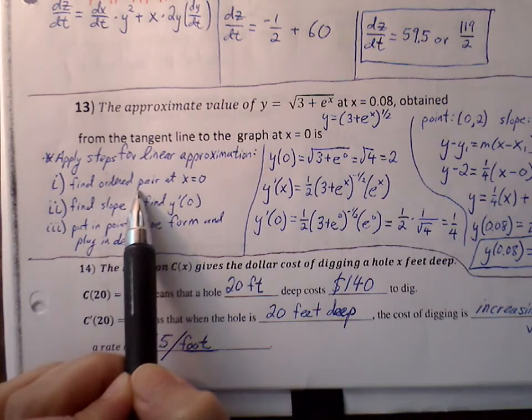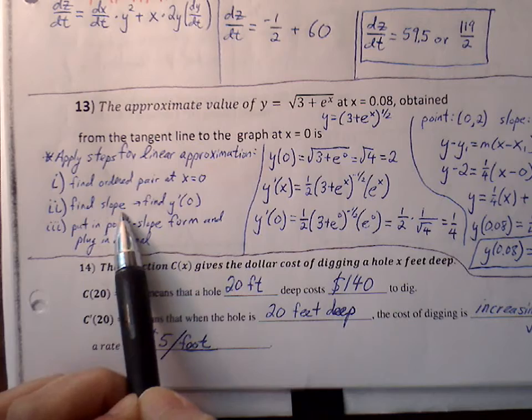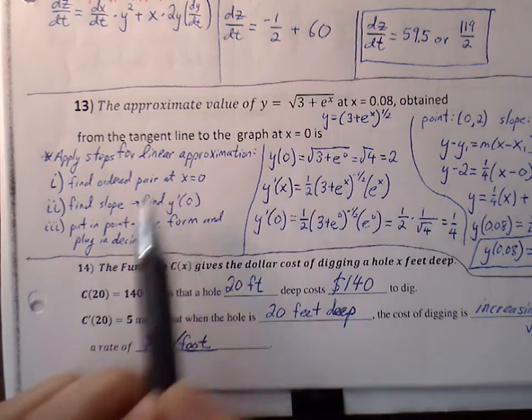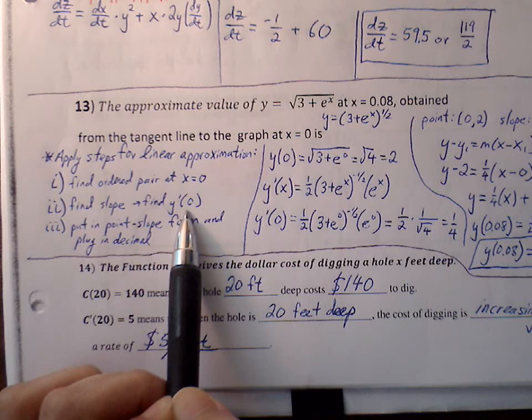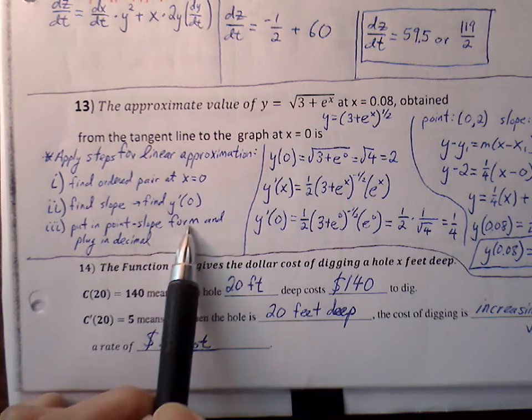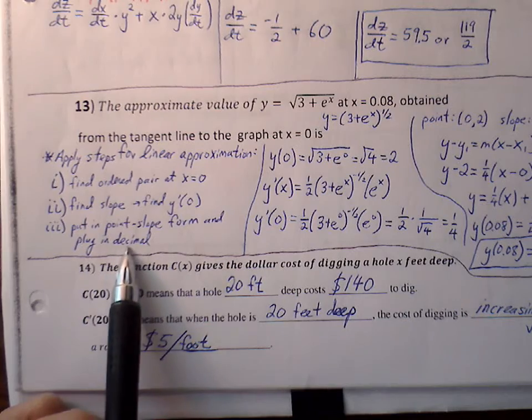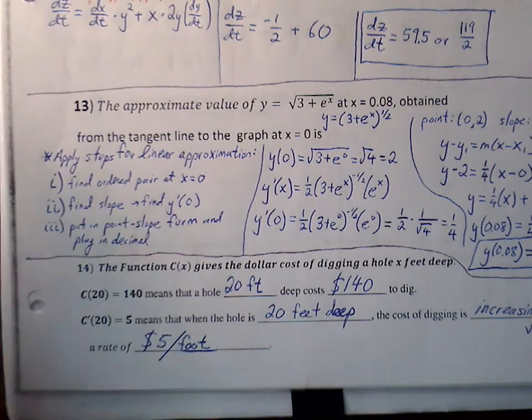First, you want to find the ordered pair at x equals 0. Second, we need slope, so we're going to find the derivative, find y prime, and evaluate y prime of x at 0. And then we have ordered pair, we have slope, we can put it in point slope form, and once we have our linear equation in point slope form, we can plug that decimal 0.08 in for x.